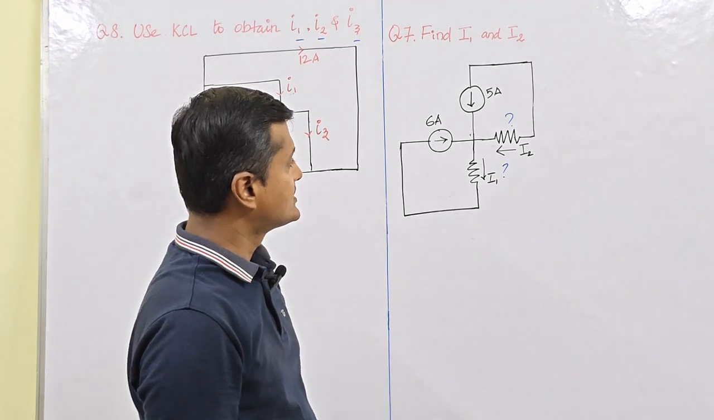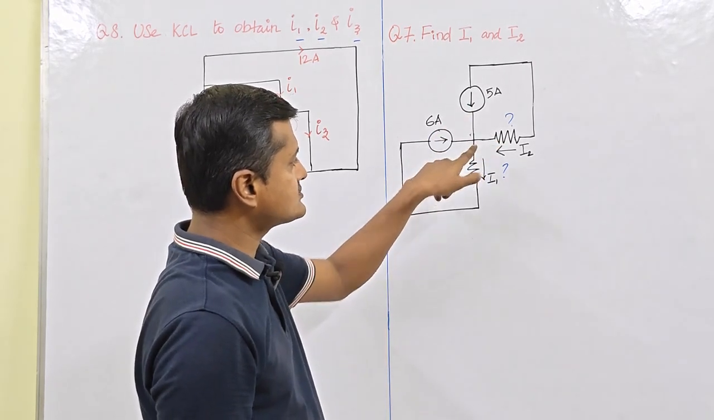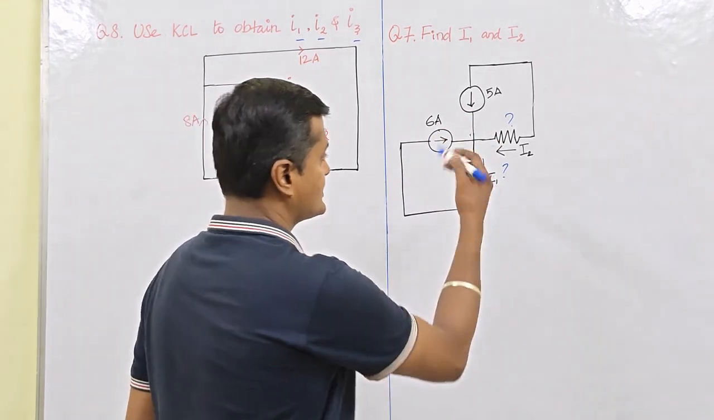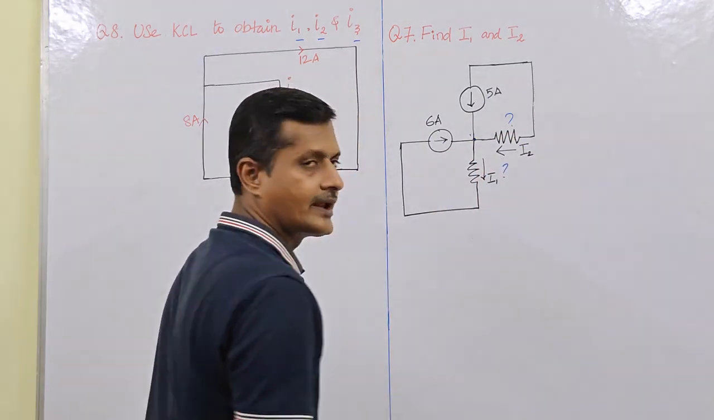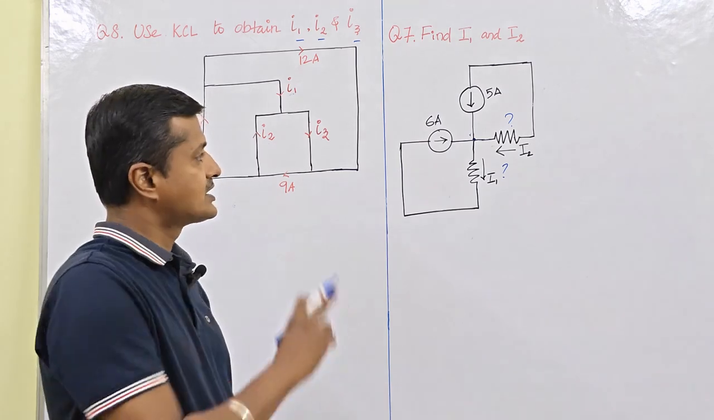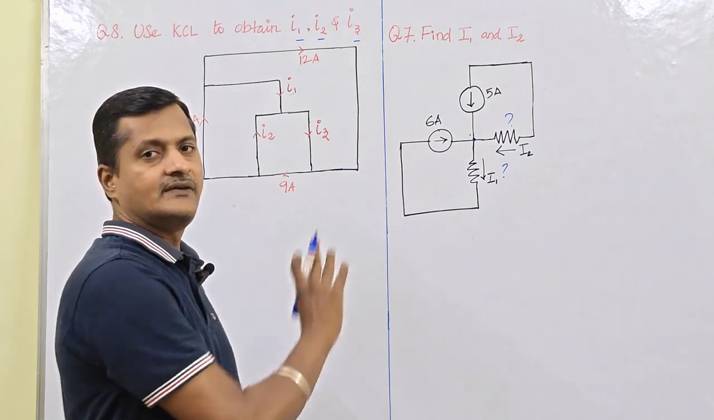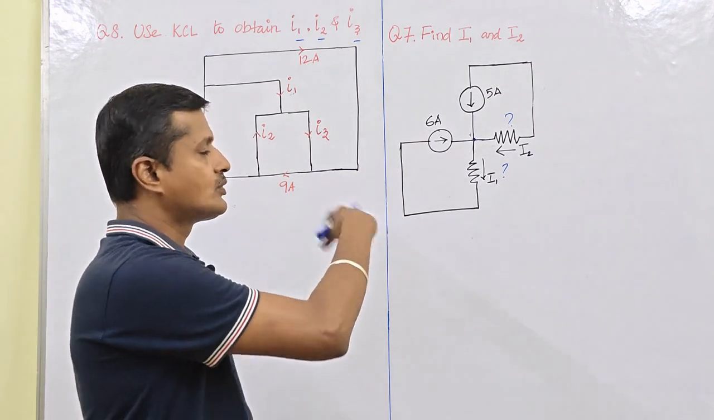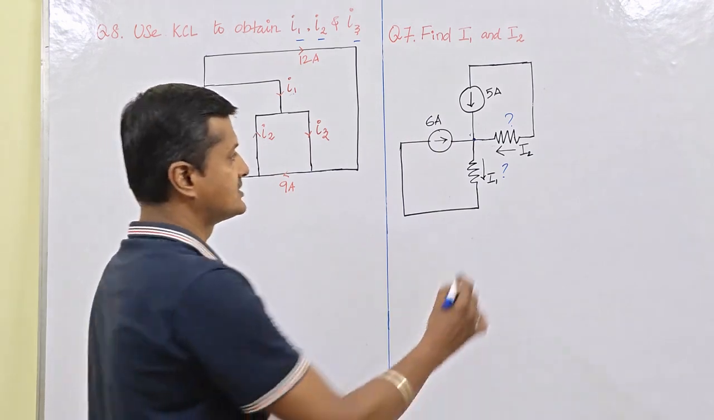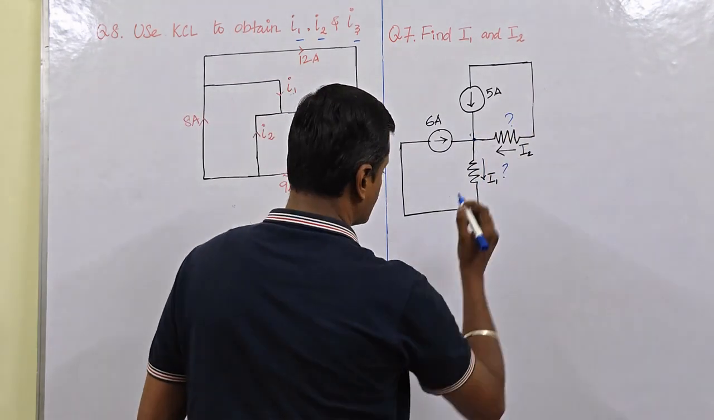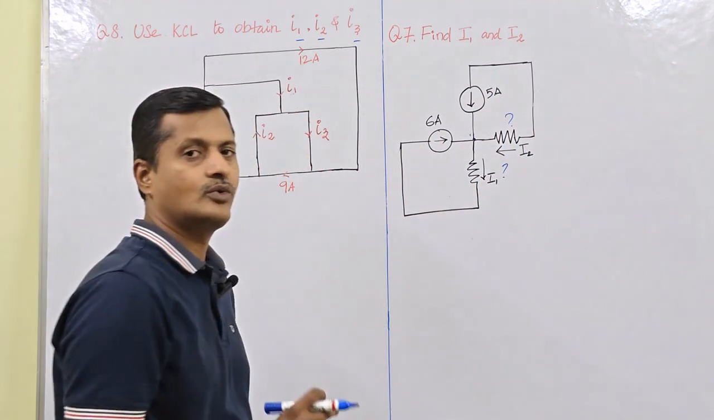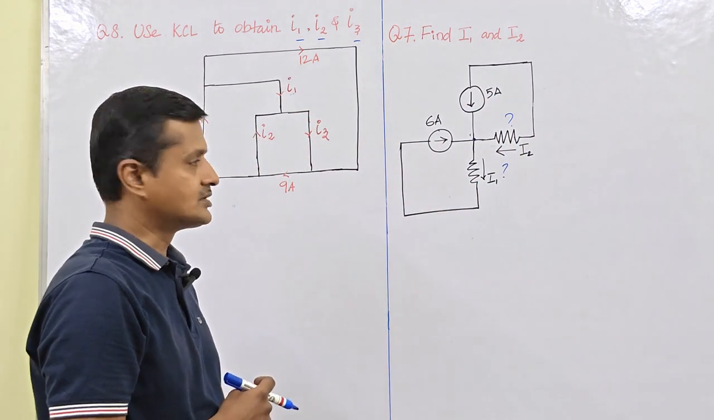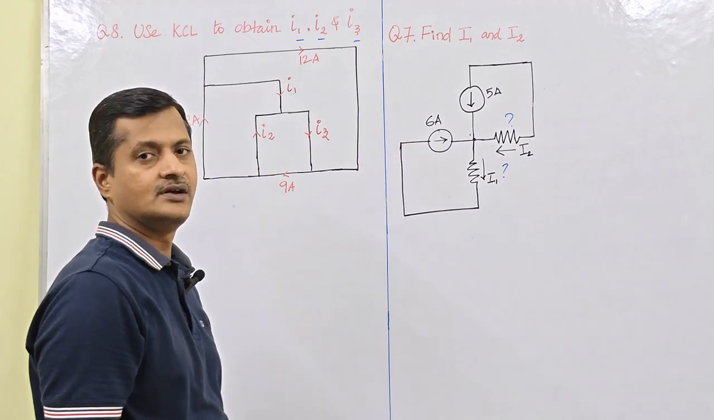So first you have to find the nodes. The number of nodes we have is only one node, right? Looking at the current entering and leaving, it is a single node. So we have only circulating current. In this loop we have only circulating current, and in the other loop as well. There is no flow of current out of them.